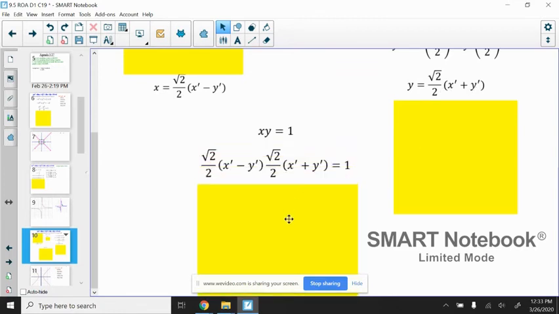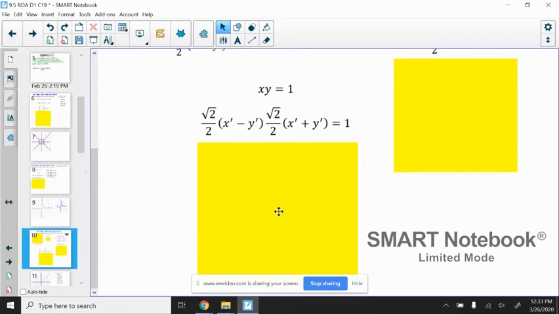Look at that right there. It looks hideous at the moment, but there's nothing that bothers us. We'll just think about this. And what I see is a number times a number times a number times a number equals a number. Since the commutative property says it doesn't matter what order I multiply numbers, I'm just going to take the root 2 over 2 and multiply it by the root 2 over 2, which of course would give me 1/2, and use the distributive property right here.